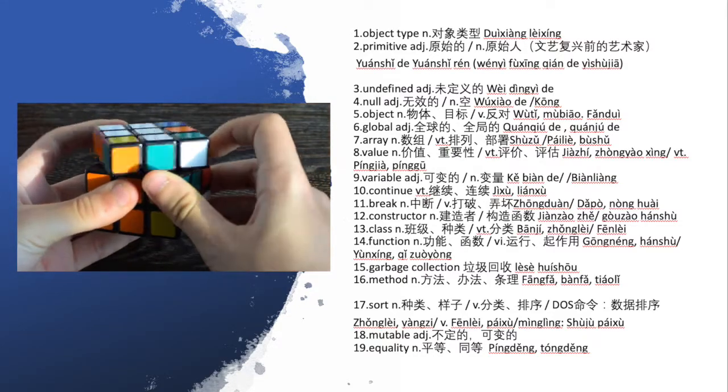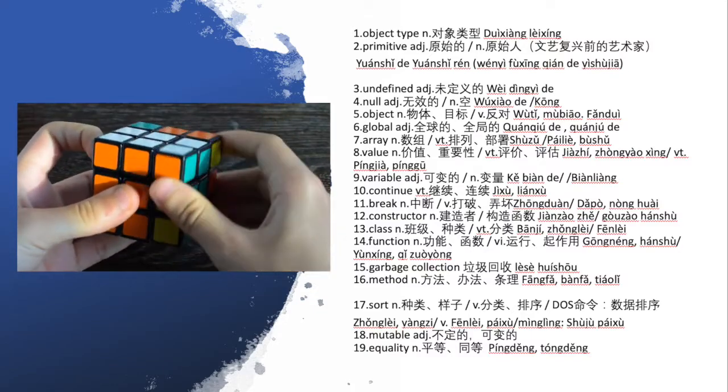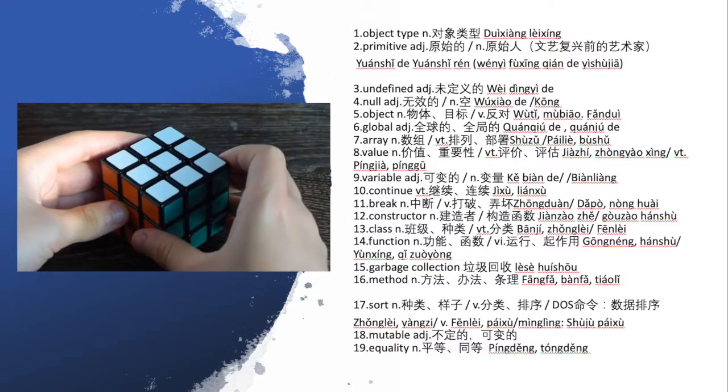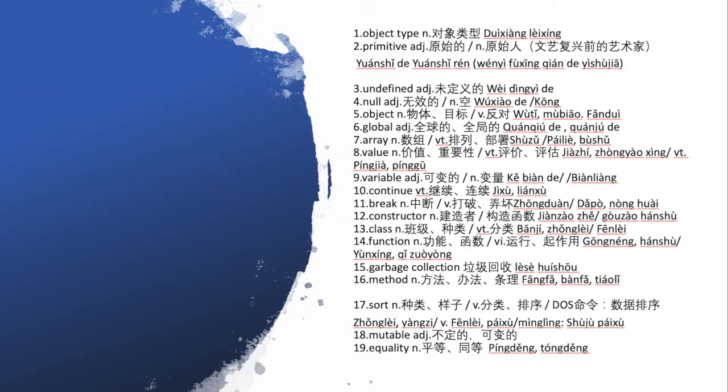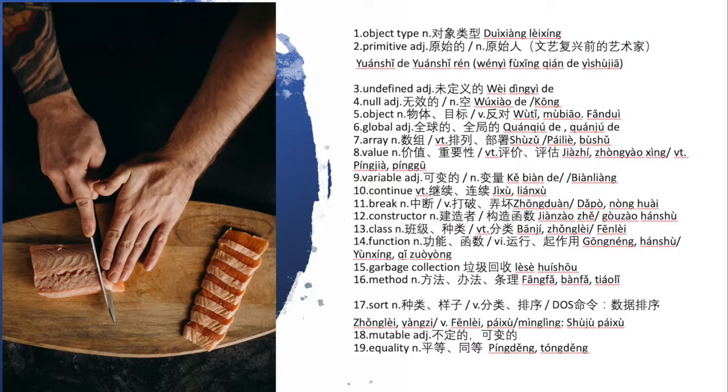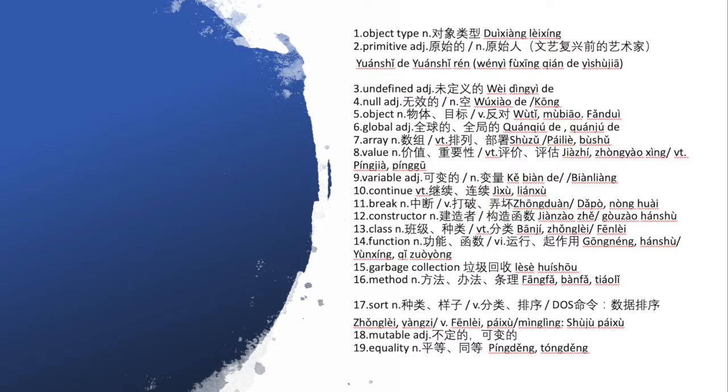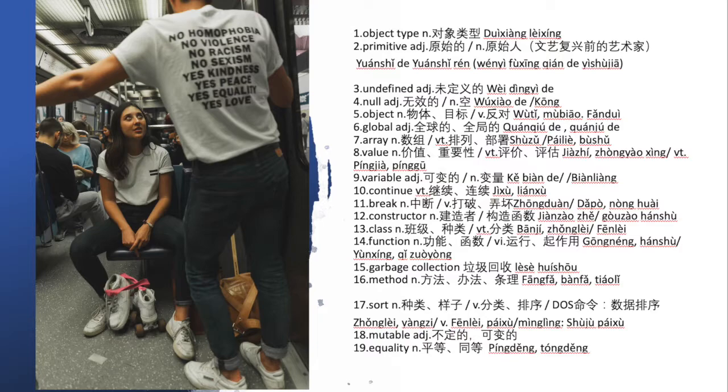Next word is sort. Sort is related to programming. And sort is 种类. Also you can say 分类. But 分类 is a word for when you're sorting something. So under this picture, you can think that you sort these pieces of meat. You actually don't sort them, but you can think like that. Also, you can say 排序, which is related to data sorting. And you can try to write a sentence and use this word sort in it.